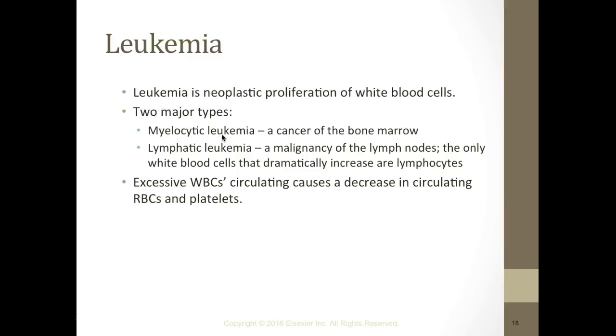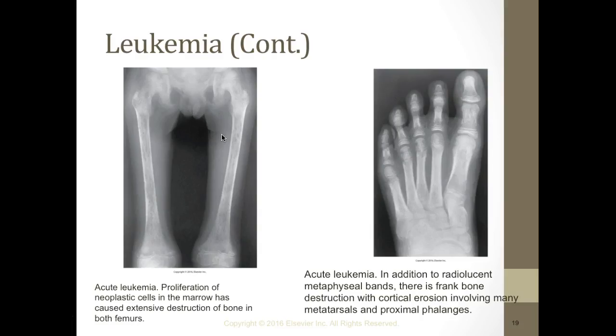The only white blood cells that are dramatically increased are the lymphocytes. So they have to rule out which type they're dealing with in patients. Excessive white blood cells circulating causes a decrease in circulation of the red blood cells and the platelets.